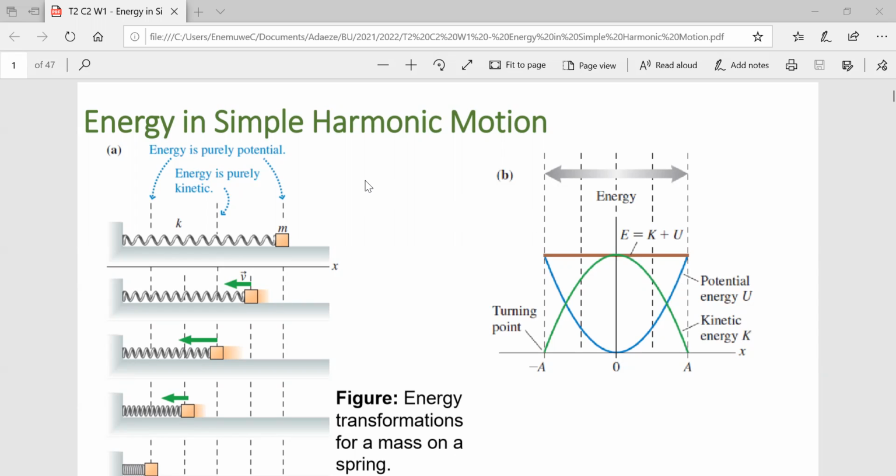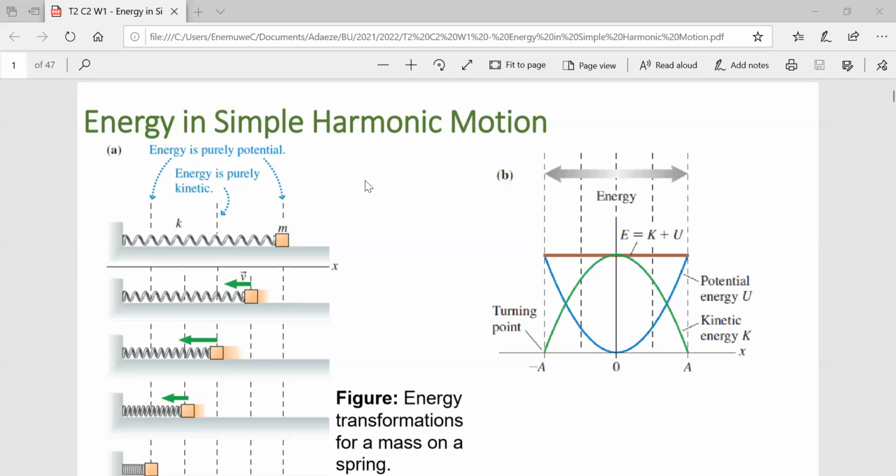simple harmonic motion. We established in our last class that simple harmonic motions are special kinds of motions that are typified with the back and forth oscillation. And they are also described in relation to equilibrium position. So we're able to establish the maximum displacement, which we call the amplitude.